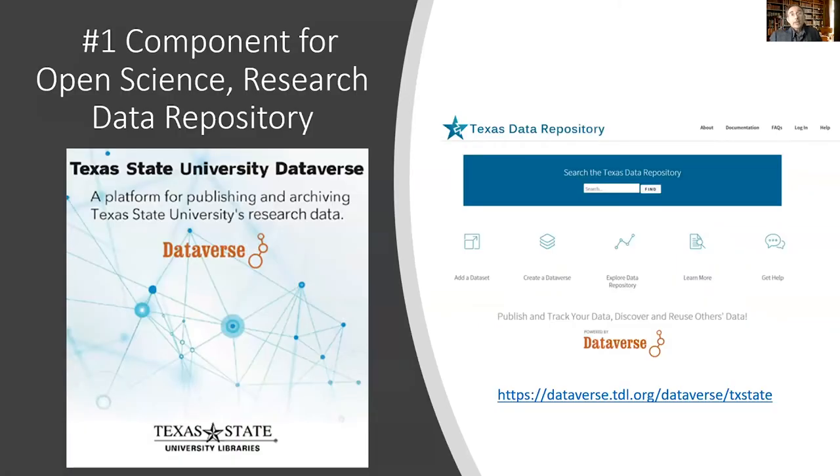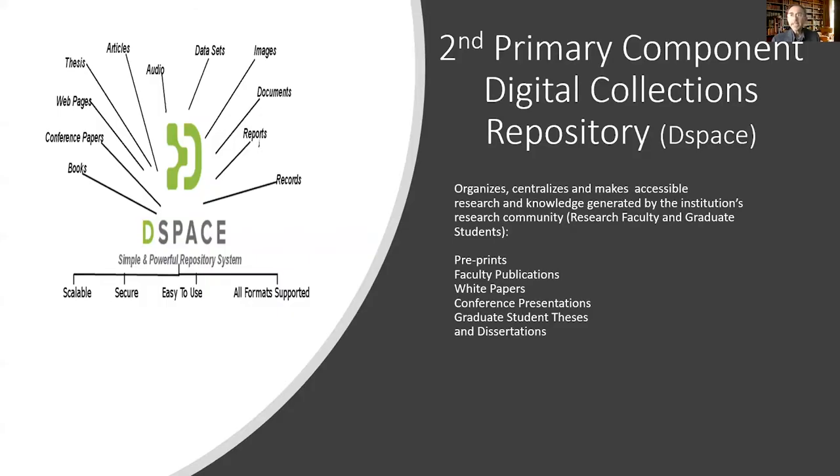So the number one component for open science is, of course, the research data repository. For this, we use Harvard's Dataverse, and we have configured this as a platform for publishing and archiving Texas State's university research data. Dataverse allows you to publish, track data, discover and reuse other data, and explore the Dataverse through a search mechanism.